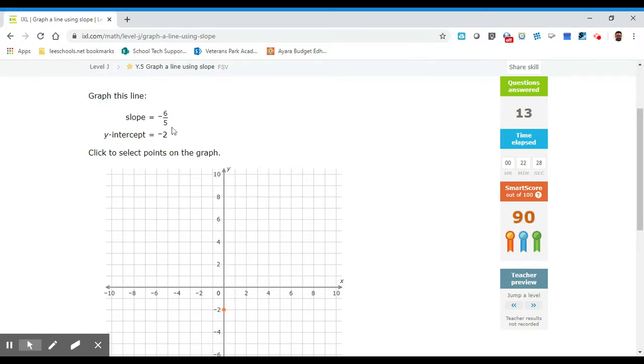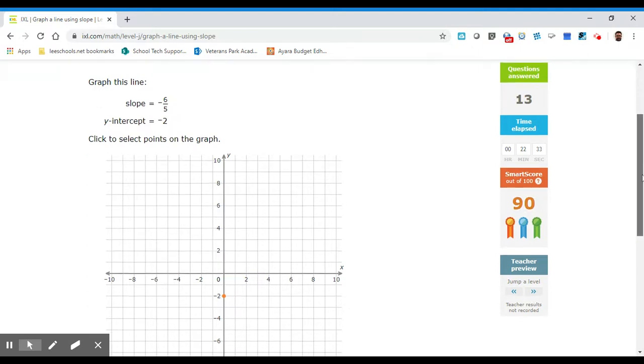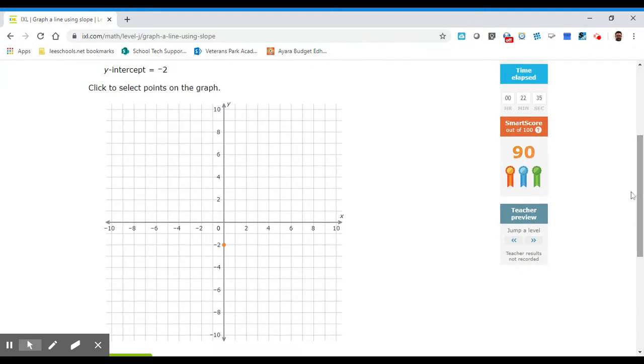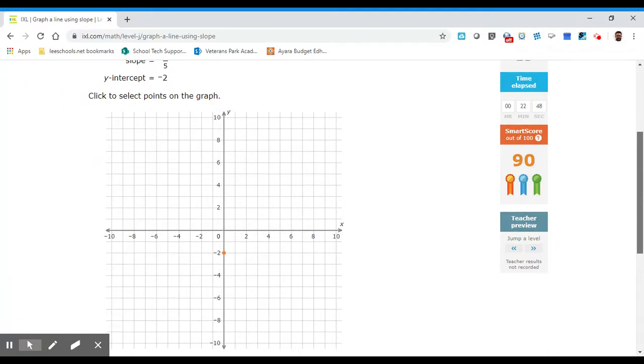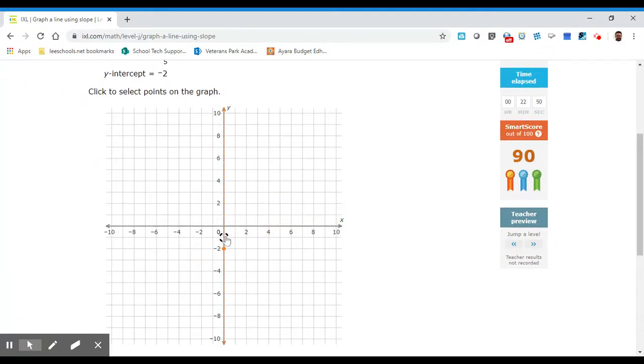Then from there, I'm going to do my -6/5, my slope. So let's go ahead and do that. So we're going to rise 6, 1, 2, 3, 4, 5, 6. And since it's, let me double check, it's -6/5. Okay, so we're going to rise 6, 1, 2, 3, 4, 5, 6. And we're going to run -5. 1, 2, 3, 4, 5.